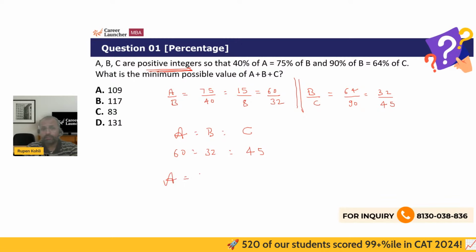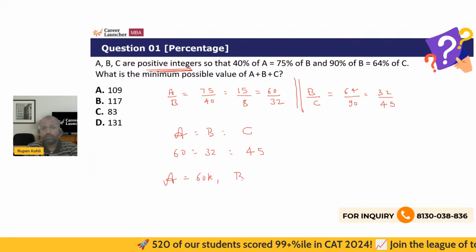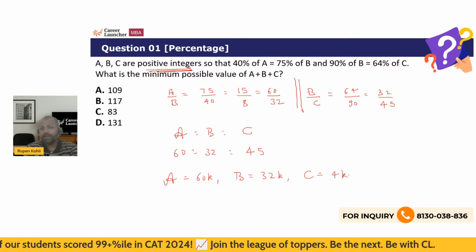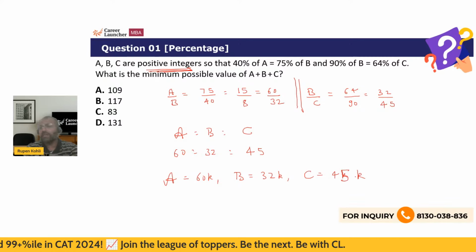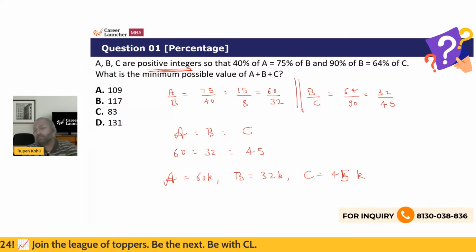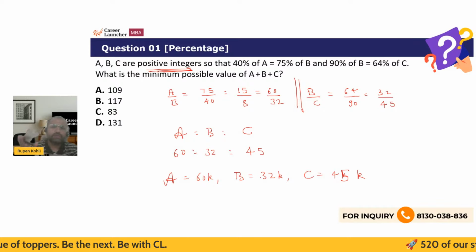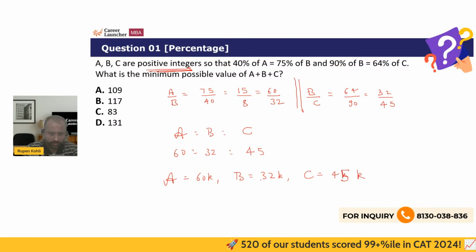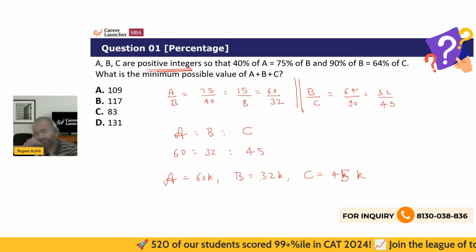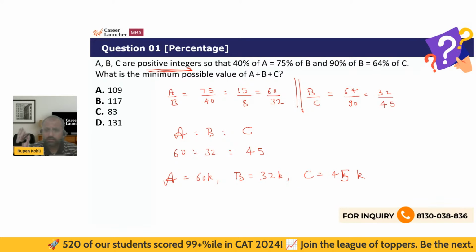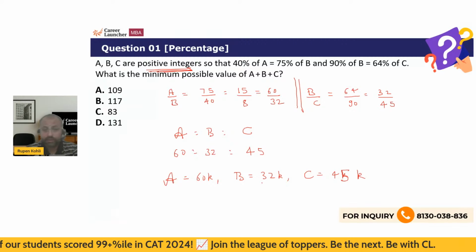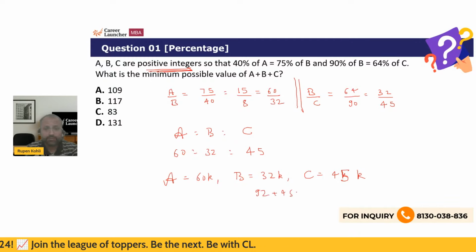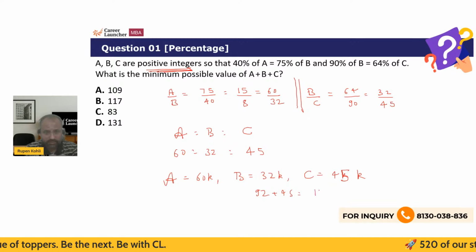A should be of the form 60K, B should be of the form 32K, and C should be of the form 45K, where K has to be an integer. So the minimum values are these numbers themselves, because for 60, 32, 45, nothing common can be cancelled, right? So therefore 60 plus 32 is 92. 92 plus 45 is 130. Sorry, I forgot that. Just one second. 60 and 32 is 92. 92 and 45 is 137.